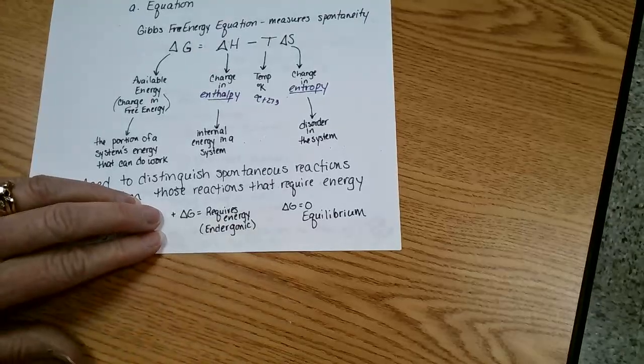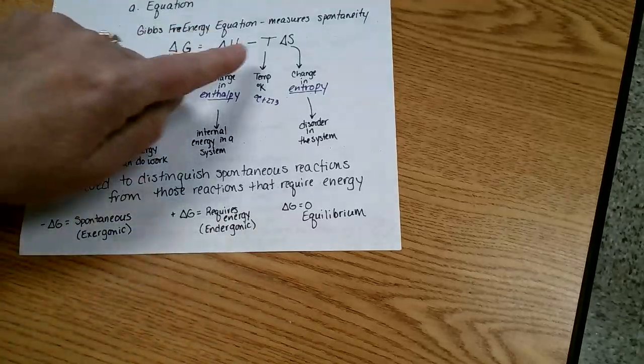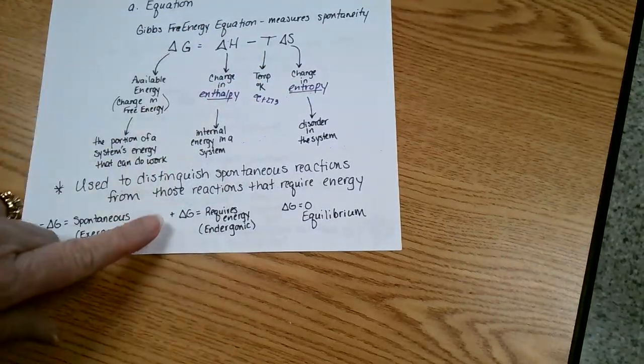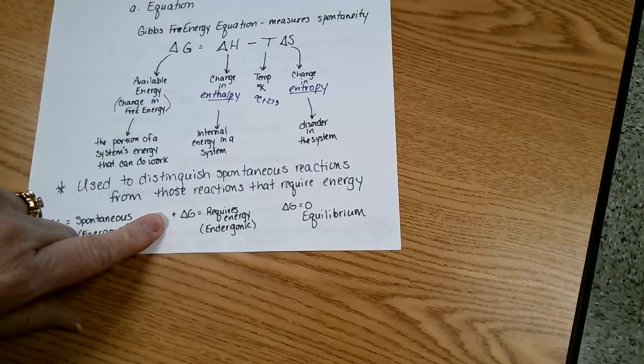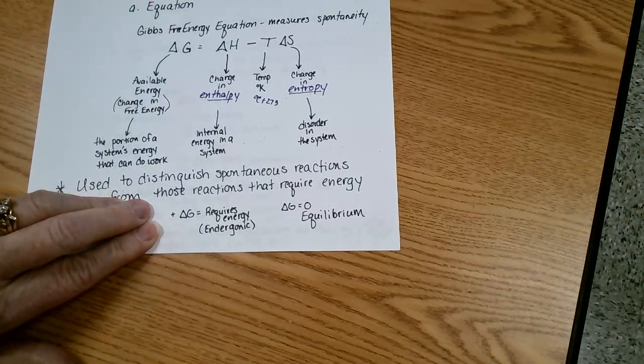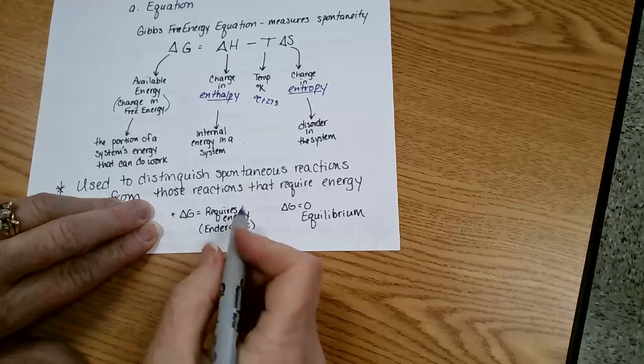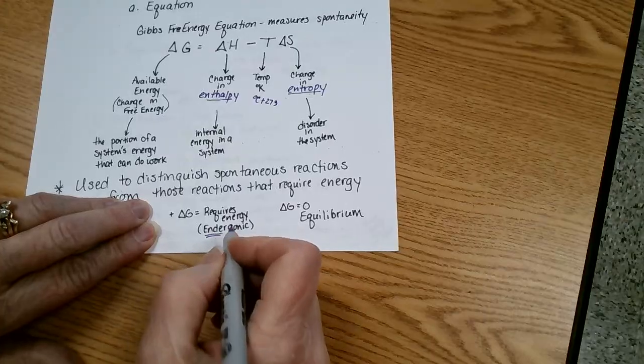Okay. Next thing, positive. If you do all these calculations and delta G comes out positive, then that means it's a reaction that's going to require energy, require a payoff. That's going to be something that's going to require work, going to require energy. And we call that endergonic.